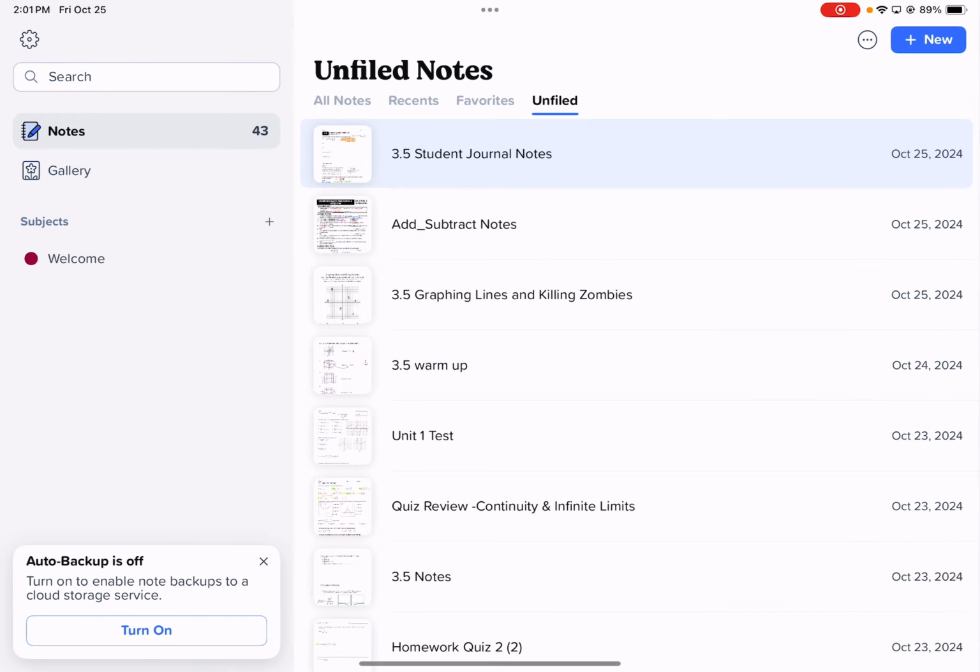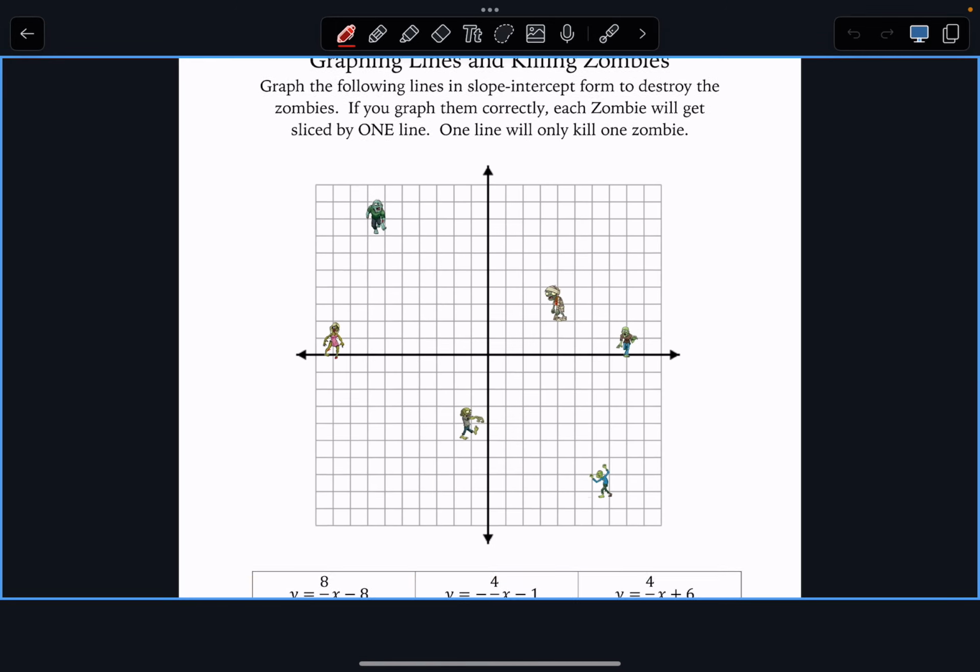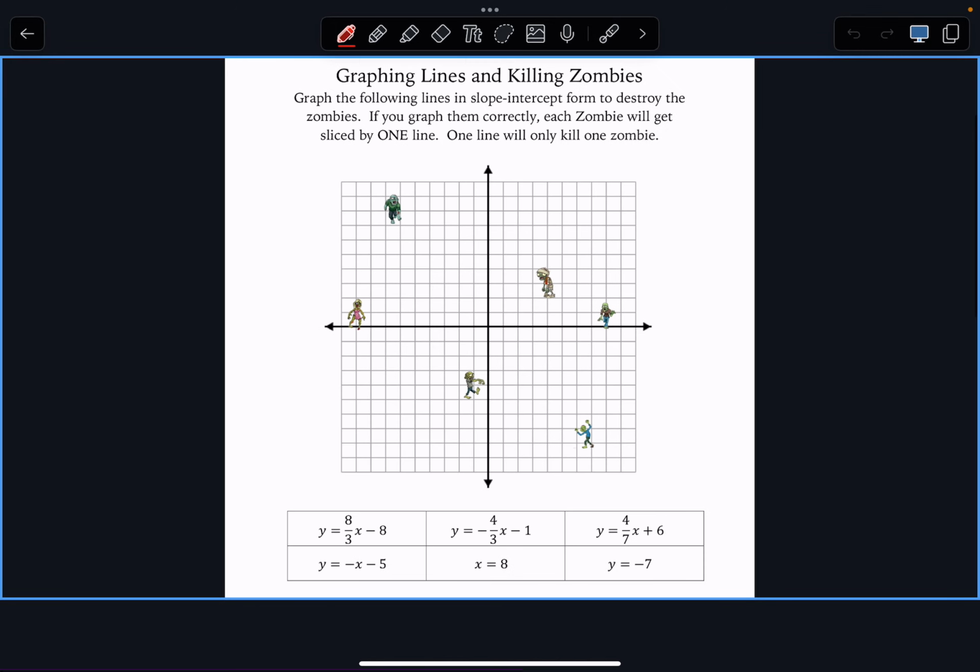Okay, you ready for your challenge? Okay, are you perfect at this? No. But we're going to practice being perfect. We have 6 lines to plot. I see 6 zombies. What you are going to do is you're going to plot each of these lines with a ruler, and you should kill 6 zombies with 6 lines. No zombie should die from 2 lines. It's just 1 line for each zombie.